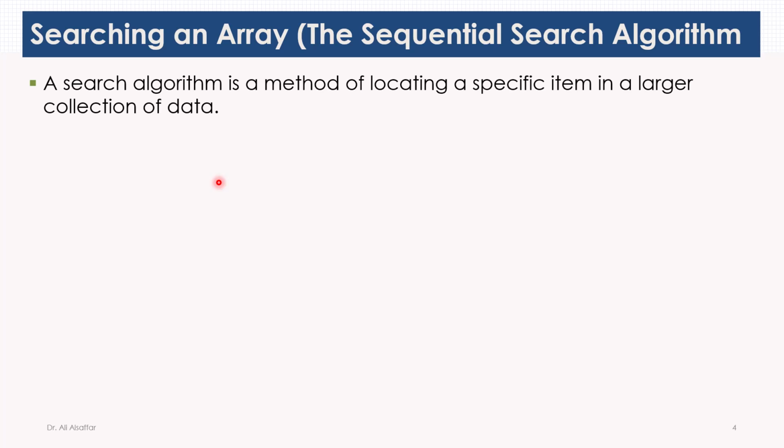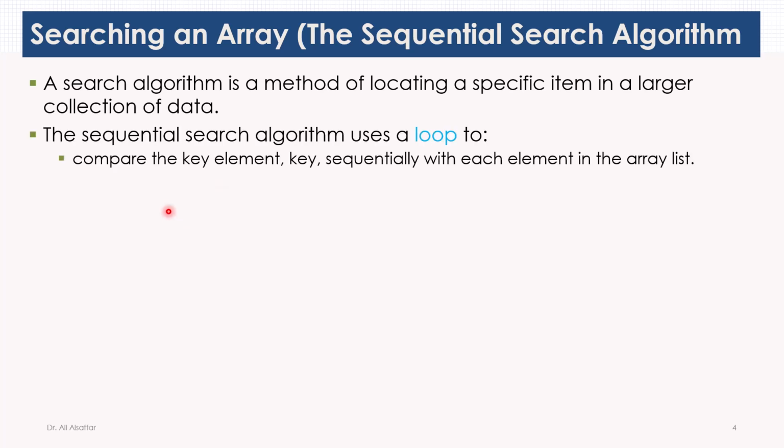The sequential search algorithm is very simple and straightforward. It looks at the array elements from first to last to see whether the item is equal to any of the array elements or not. The search ends when either the desired item is found in the array or the end of the array is reached without finding the item.